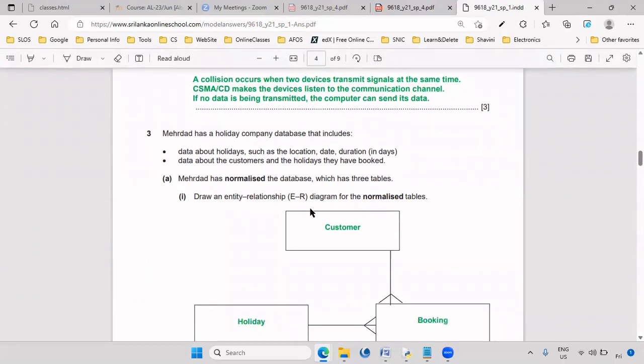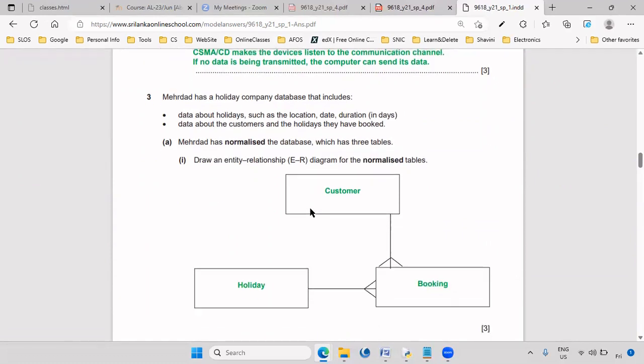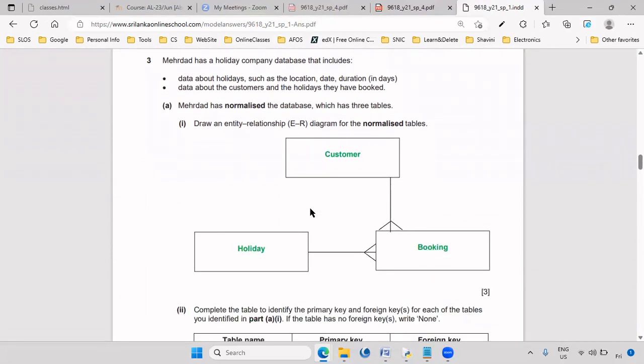Murdad has a holiday company database that includes data about holidays, such as the location, date, duration in days, and data about the customers and the holidays they have booked. Murdad has normalized the database, which has three tables. Draw an entity relationship or ER diagram for the normalized tables.